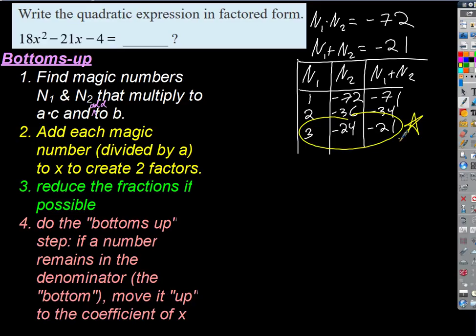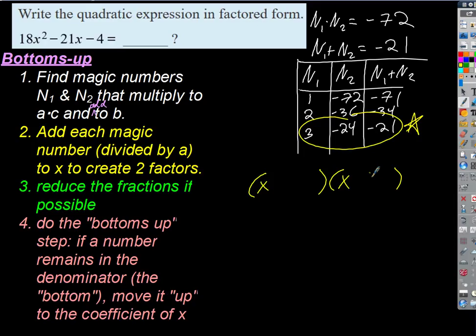Okay, step 2. Step 2 looks almost the same as what we did before. We're going to set up a template that looks almost identical. So the template just looks like this, right? And we're going to put x's here, just like before. But this time, we're going to add the magic numbers to x, and the magic numbers are going to have to be divided by a. Each of them has to be divided by a, which is 18, right?